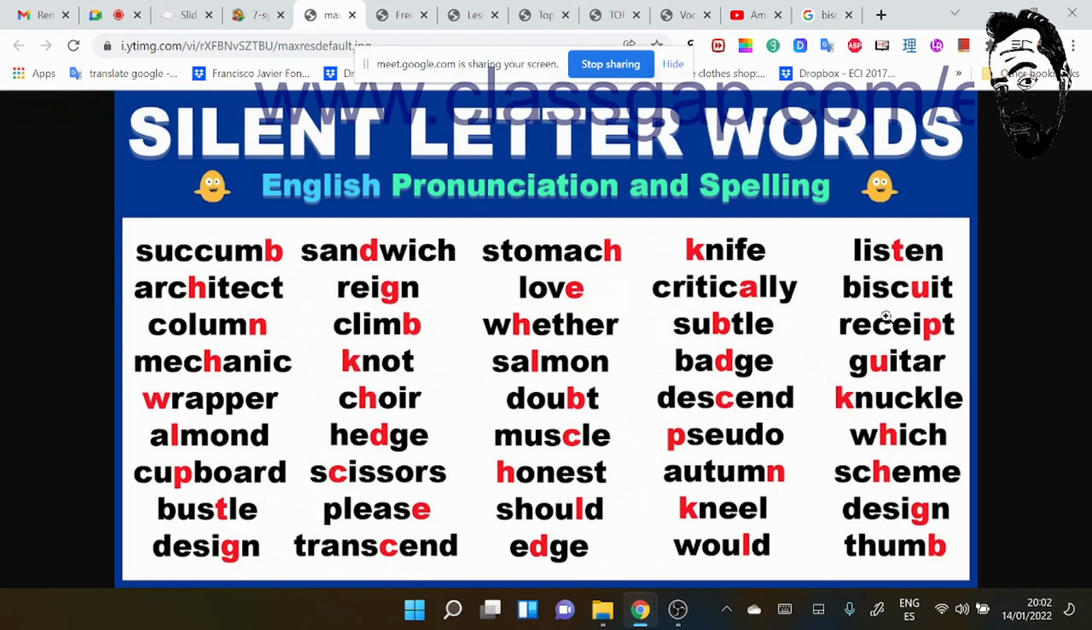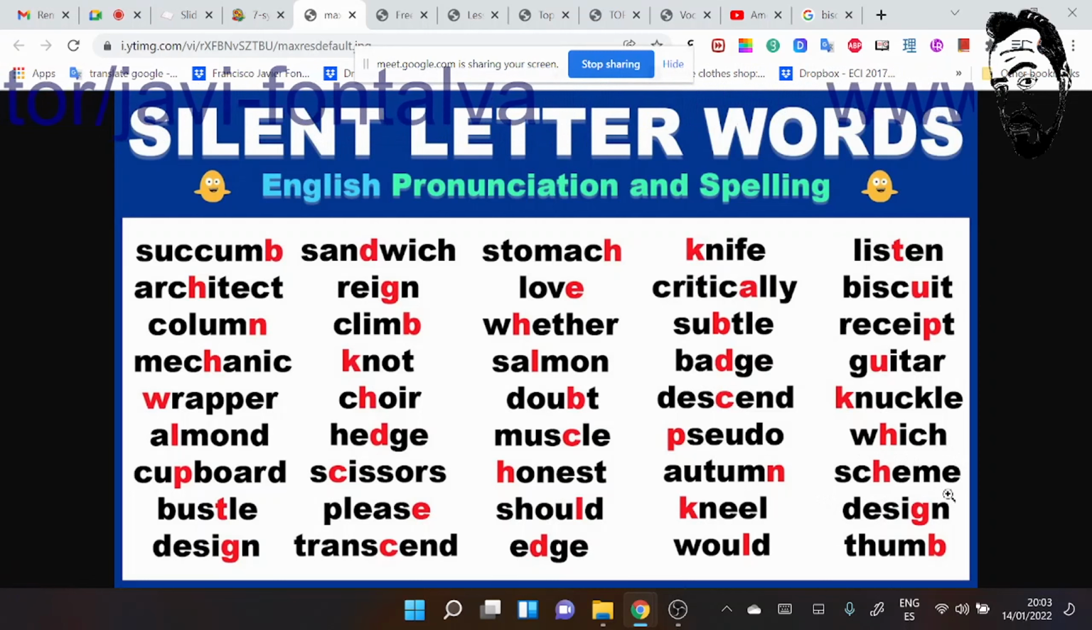No, biscuit. Okay. Receipt. Guitar. Not guitar. Okay. Knuckle. Yes, knuckle. This part here. Yeah, we call this bit knuckle. Nudillos? Yeah. Knuckle.